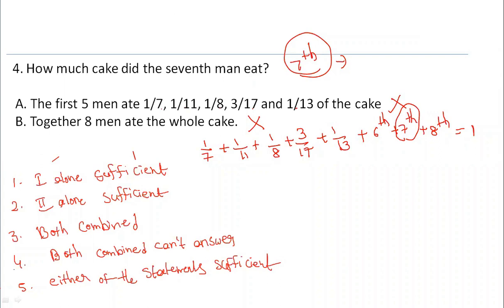So what is the answer option, guys? The answer option is both combined, we can't answer the question. Got the point, right? Simply, you can understand one thing here. As the question is talking about the seventh person, and the statements are not talking about the seventh person, you can say you can't answer the question. Though you combine both the statements, you can't answer the question. Got it, right? The answer for the question is option 4. Both combined, we can't answer the question. Let's go for the next one.